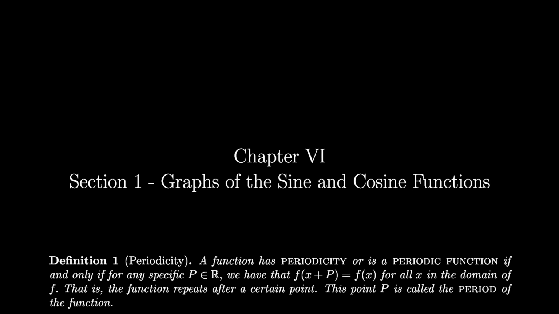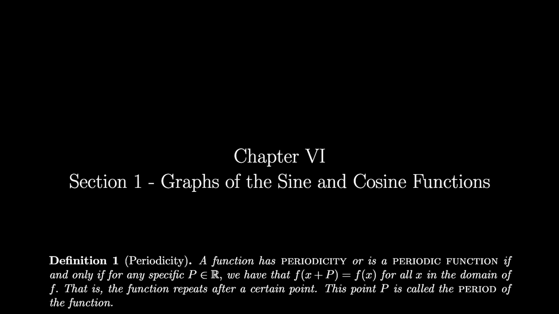Alright, let's talk about chapter 6.1, graphs of the sine and cosine functions. So the first thing I want to talk about is periodicity. A function has periodicity, or is a periodic function, if and only if, for some specific real number p, we have that f of x plus p equals f of x for all x in the domain of f. That is, the function repeats after a certain point.